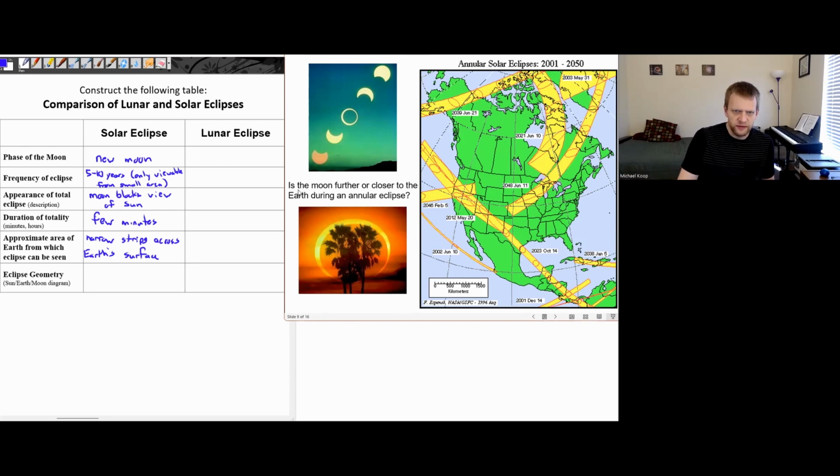And again, for this one, is the moon further or closer to the Earth during one of these annular eclipses? Notice the moon is looking a little bit smaller on the sky. If it appears to be smaller on the sky, does that imply that it's closer to us or further away from us? So that one would be further away from us.